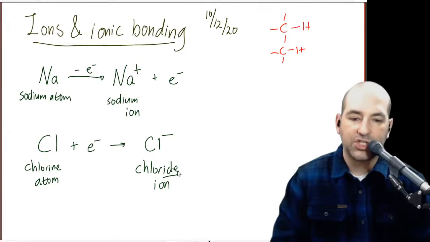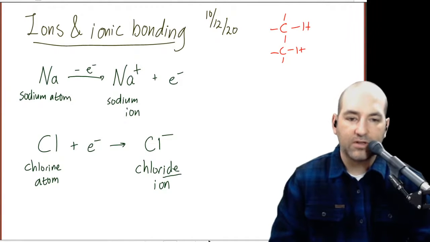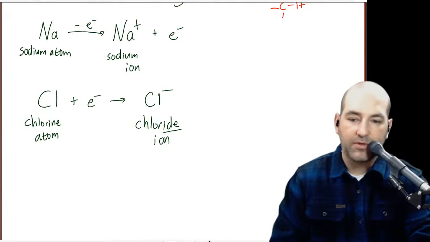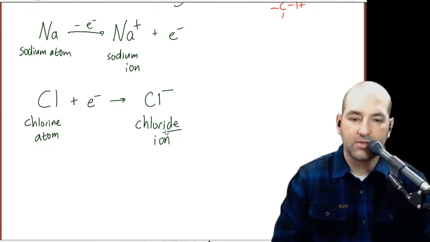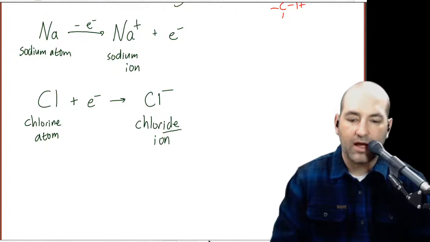Notice now the name has changed. So for negatively charged ions, the name changes. We drop the suffix and instead say "ide." Instead of chlorine, it becomes chloride.